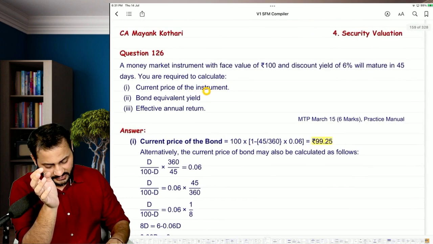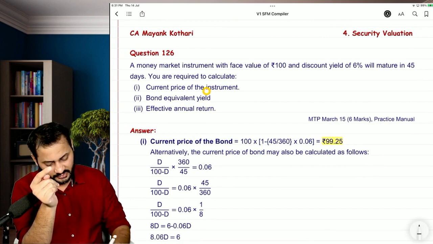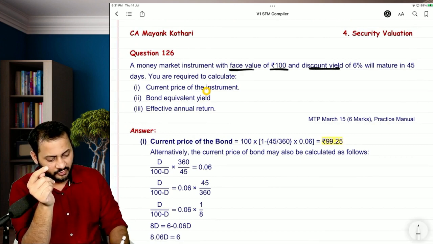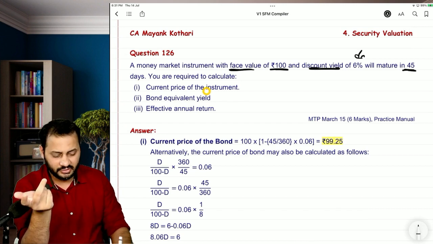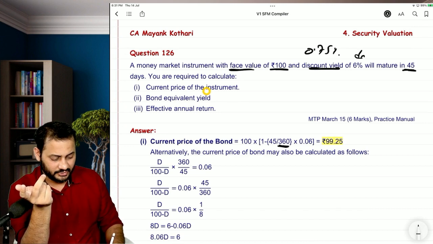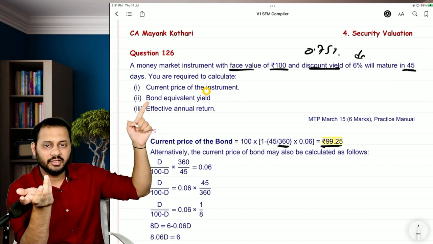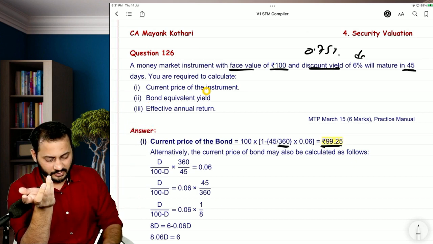Question number 126. Again the same thing. See, face value 100, discount yield is 6% for 45 days. That means 0.75% if you take 360 days in a year. So 99.25 is the current price. Equivalent yield you can calculate, where the base denominator will be 99.25 in this case.